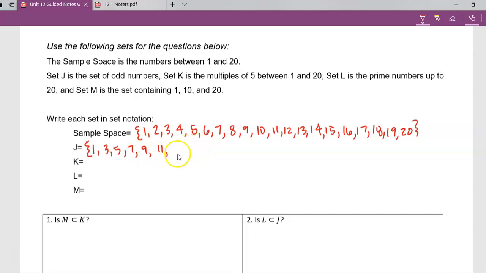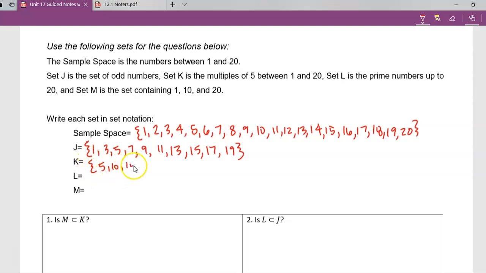None of these will go outside of our sample space, is what I'm trying to say. They're all going to be within this set 1 through 20. All of these are going to be subsets of the sample space. Okay, K is multiples of 5 between 1 and 20.